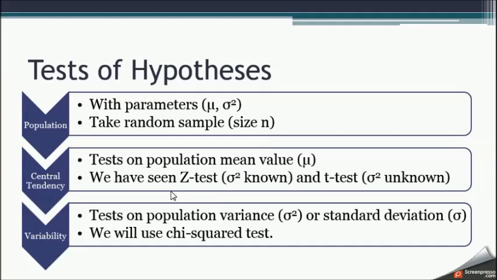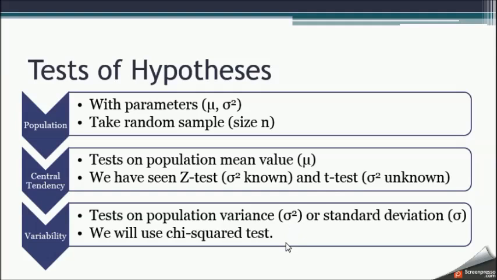We have seen two types of test. We have used the z-test, or the normal distribution test, when we know the sigma square, or the variance, of the population. But if we don't know the variance of the population, sigma square, we had used the t-test, or the student t-distribution test. So this is for central tendency, or hypothesis on the mean value.